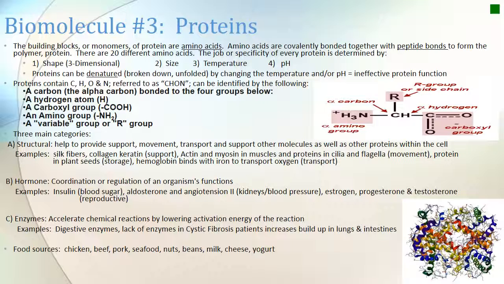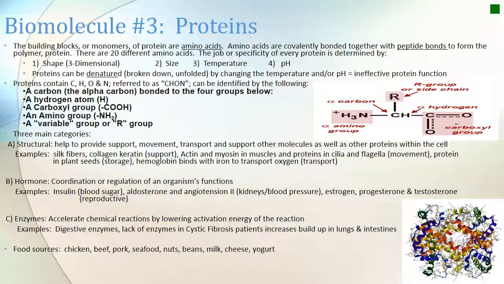Structural proteins help to provide support, movement, and transport, and they help transport other molecules as well as proteins within the cell and also to other cells. Some examples are silk fibers, collagen and keratin, actin and myosin, and also the proteins that are in cilia. We're talking about cilia and flagella that may be on a sperm cell, or cilia in your nose hair, or the cilia or flagella that are on bacteria and some protists.